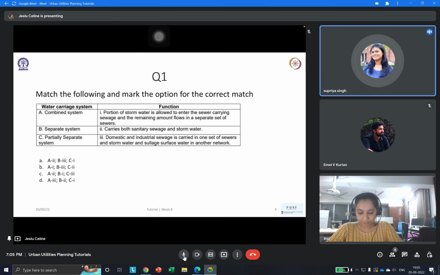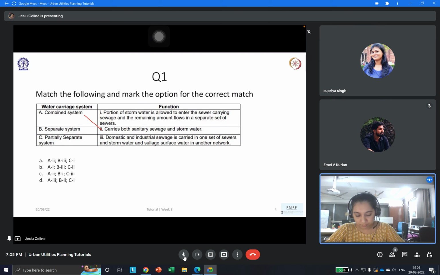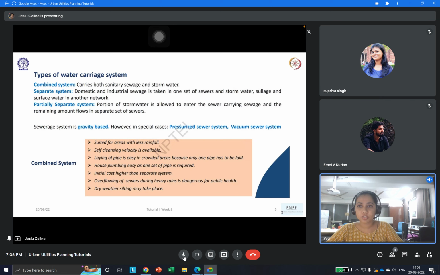Yes. A is 2, and B is 3, C is 1. Separate system, A option. Okay, so separate system is yes. So this is option A, and what you said is correct. It's a very direct application. We have learned that the combined system carries both sanitary sewage and stormwater, in a separate system you have separate sewers for that, and in a partially separate system you have a portion which is dedicated.